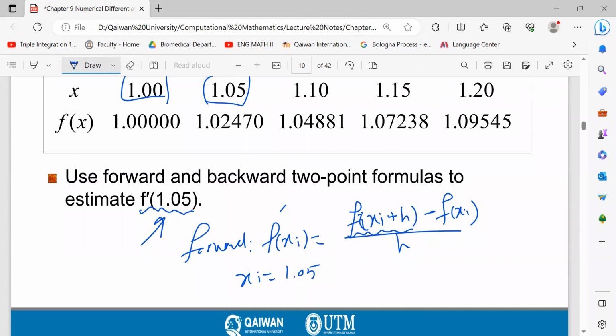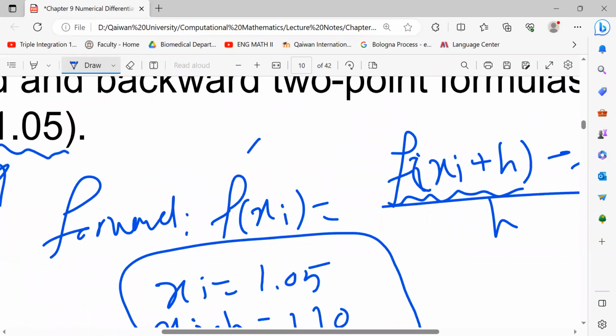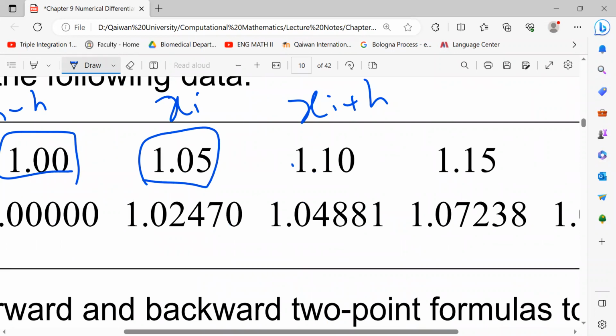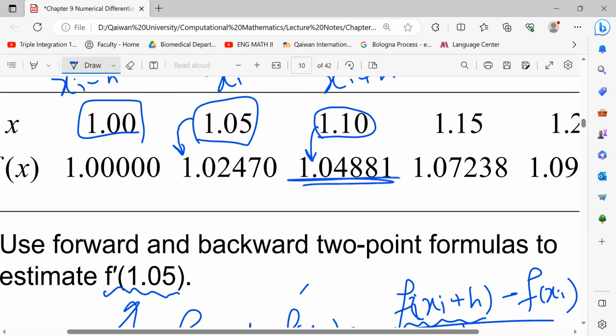Okay? Xi is 1.05. Xi plus h is 1.10. We need the image of these two points. Look at the formula. In the formula, we need f of xi plus h. What's f of xi plus h? It is the y value for that x. Okay? F of 1.10 is 1.0481. And what's f of xi? It's the corresponding y value.